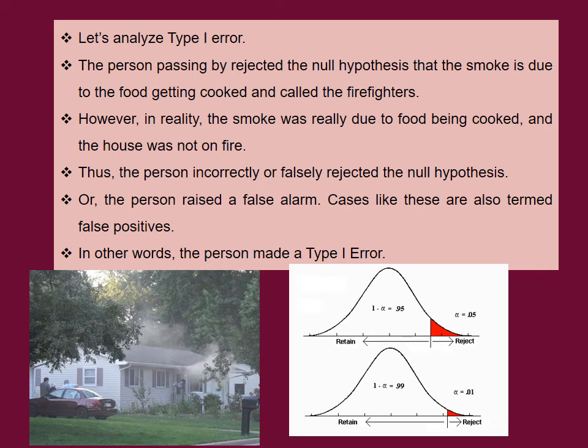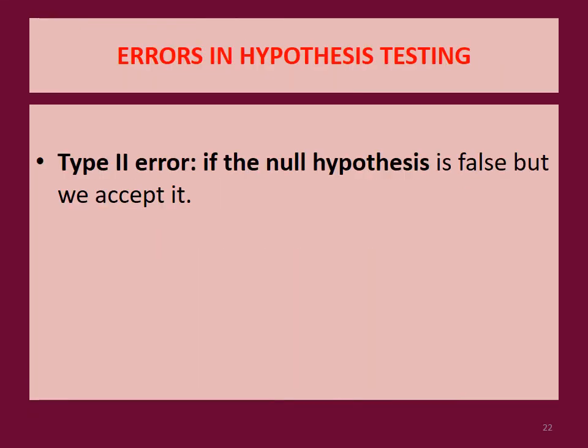Cases like these are also termed false positive. The thing is false, but they are getting it as positive. In other words, the person made a type 1 error. Now you all know about the type 1 error. Then we'll go to the type 2 error.